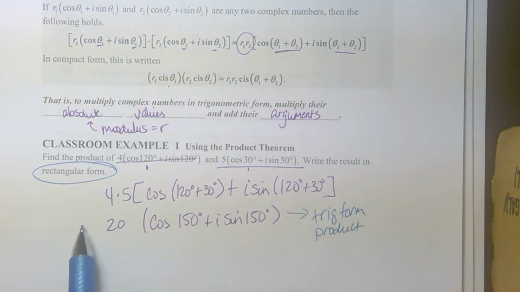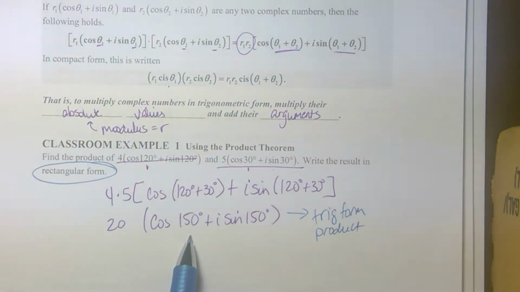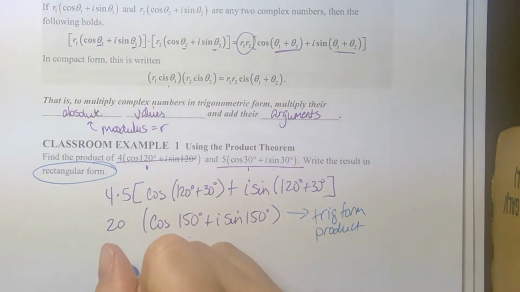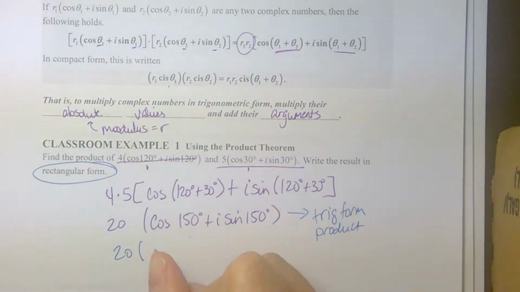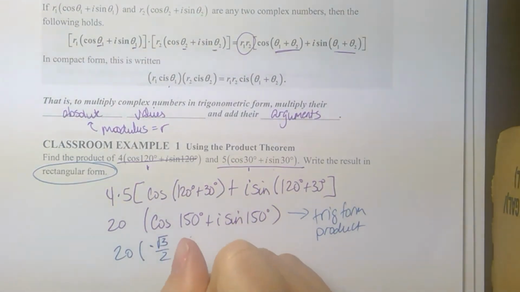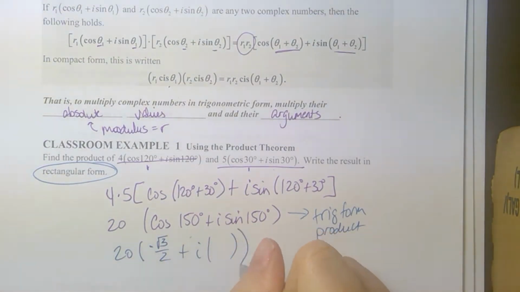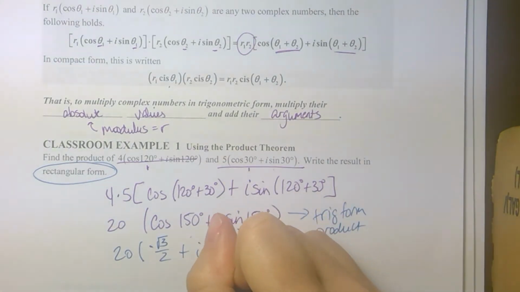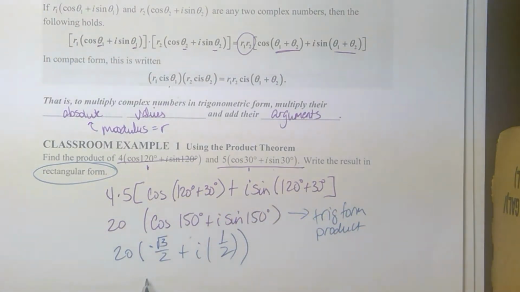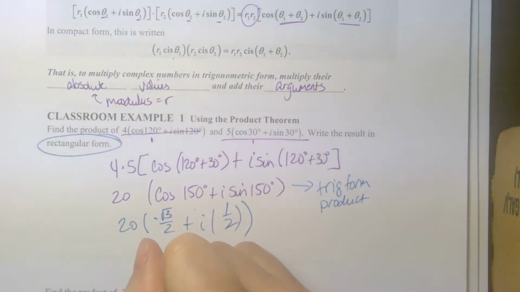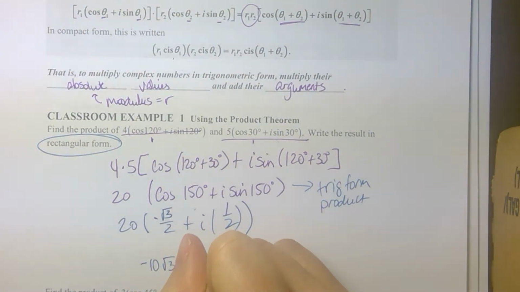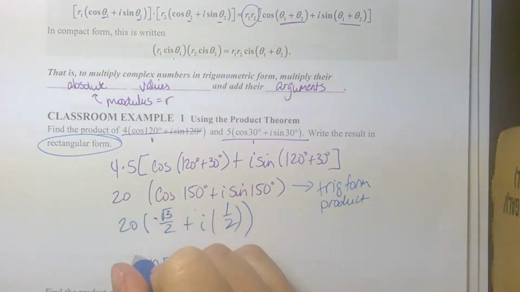To get from trig form to rectangular form, I just plug in what I know. So if I don't remember this, I go look at my unit circle. 150 is in quadrant 2. It's 30 degrees away from the x-axis, so I use that 30-degree reference angle. Cosine at that reference angle in quadrant 2 is a negative square root 3 over 2. Sine at that reference angle in quadrant 2 is a positive 1/2. And then I distribute my value for r so that I have negative 10 square root 3 plus 10i.